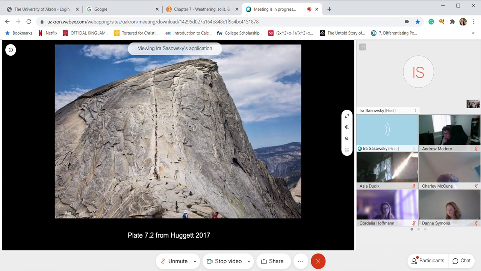But what we're interested in is we can also see the sheeting fractures where this dome structure is exfoliating and large blocks are peeling off, kind of like if you've ever peeled an onion and it has those layers. And this has given it its name and classic shape. It's called Half Dome.